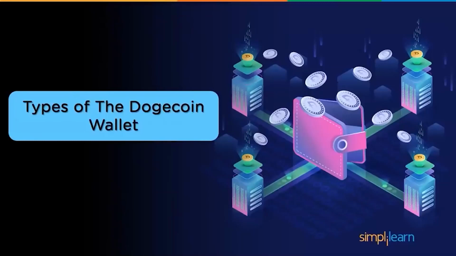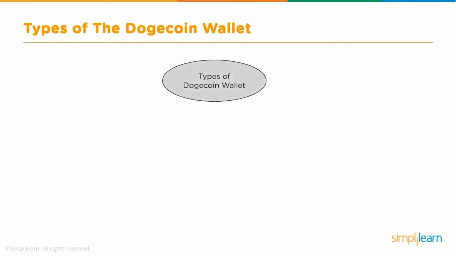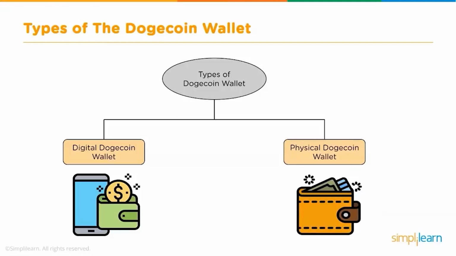So what are the types of Dogecoin wallet? Dogecoin wallet is of two types: digital Dogecoin wallet and physical Dogecoin wallet. Digital Dogecoin wallet is accessible through the web, and you can also download it according to your handset or operating system. On the other hand, physical Dogecoin wallets are pretty expensive and less accessible.